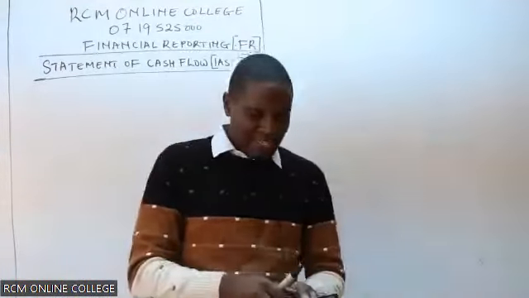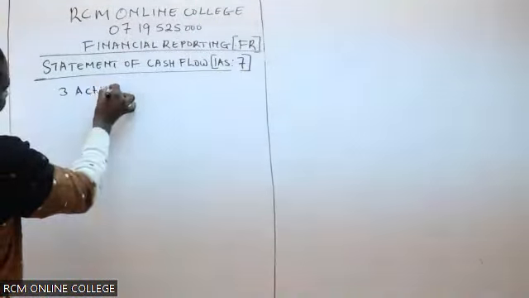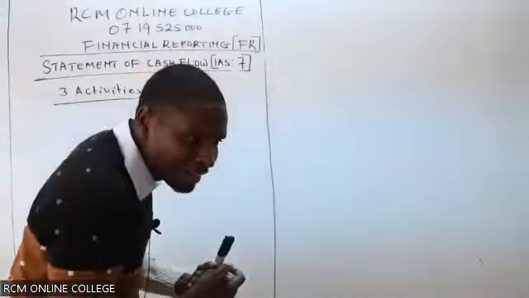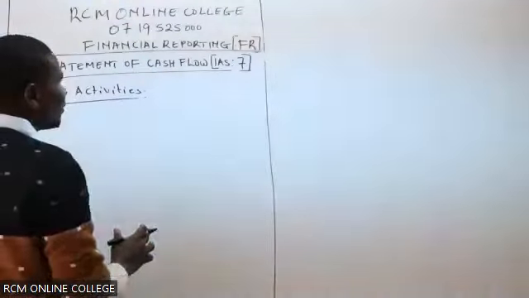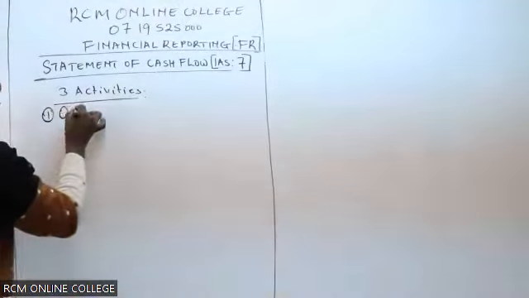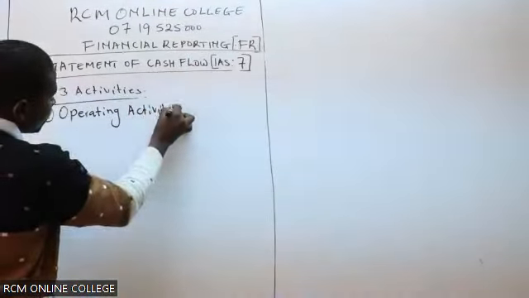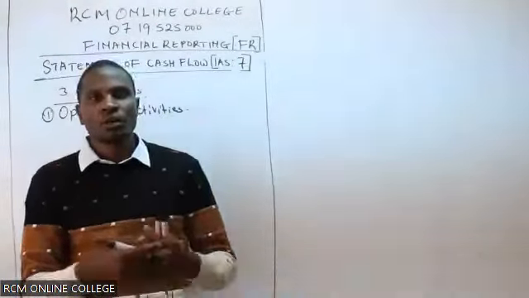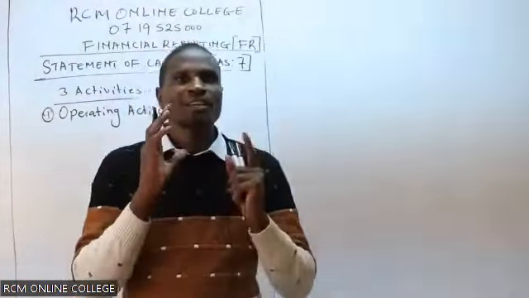Richard Ocheng has it. So we are saying that we are having 3 activities. Nothing will change. They will remain to be 3 unless we put something else, or we change the standard. The activities as per now are 3, and one of them is operating activities. Operating activity: all those activities undertaken in a company or in an organization in order to do what? To generate revenue.